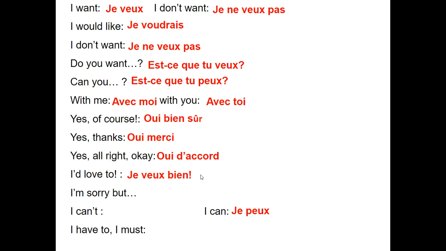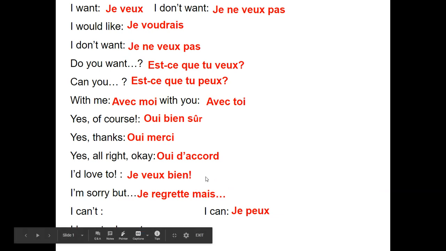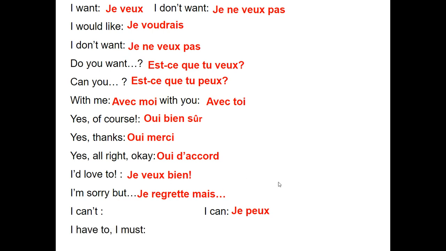I'm sorry, but. So now we are declining invitations. Je regrette, mais. Okay, so we had learned the word mais. Je regrette, I regret. So that's a cognate. That's a good connection we can make. I can't. Je ne peux pas.